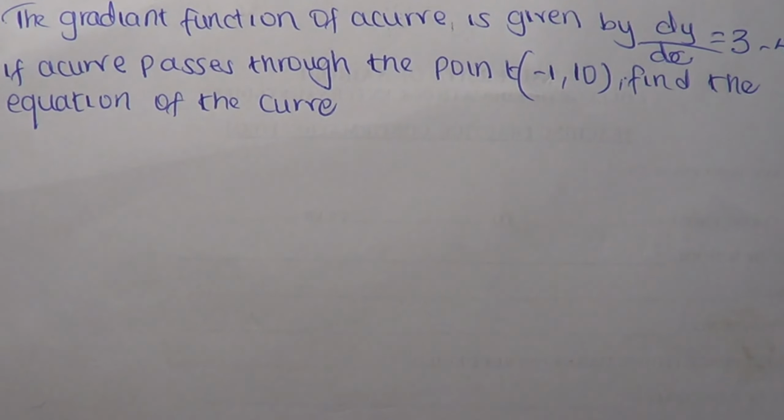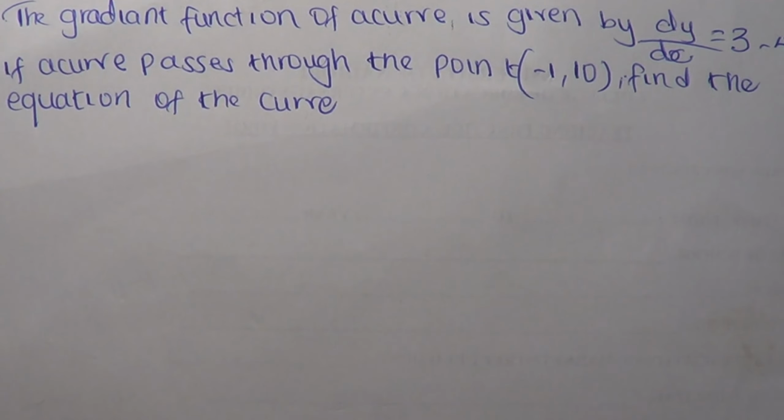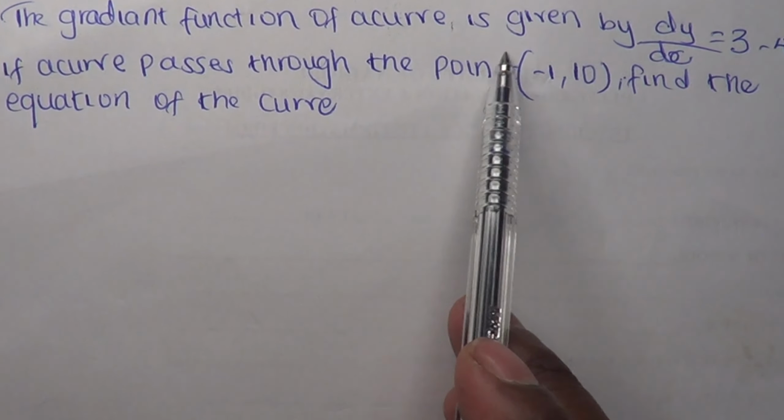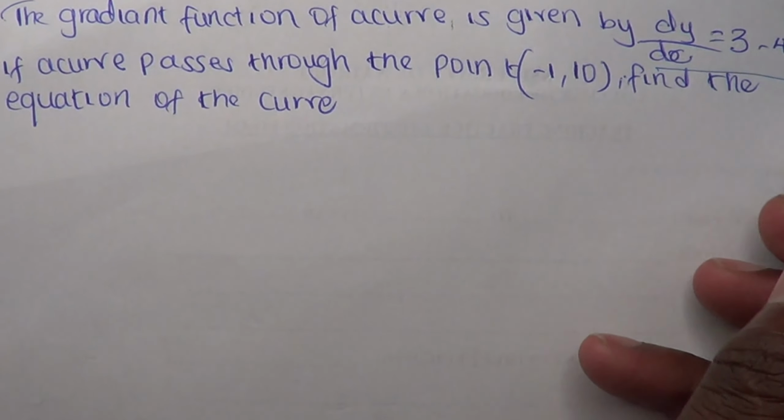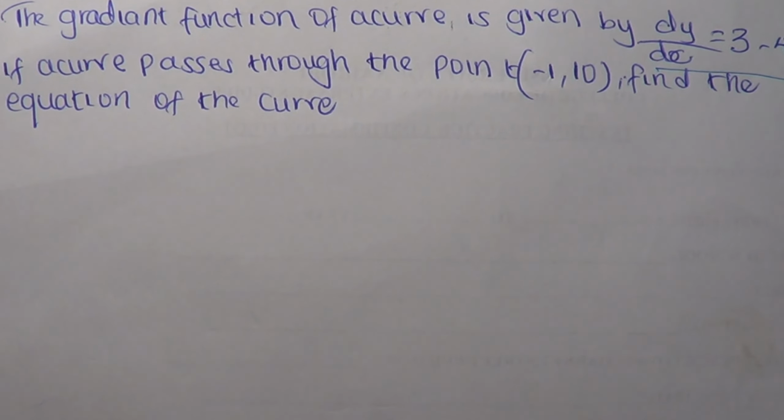So look at this question here. We are being told that the gradient function of a curve is given by dy/dx equals 3 minus 4x. If a curve passes through the point (-1, 10), find the equation of the curve.